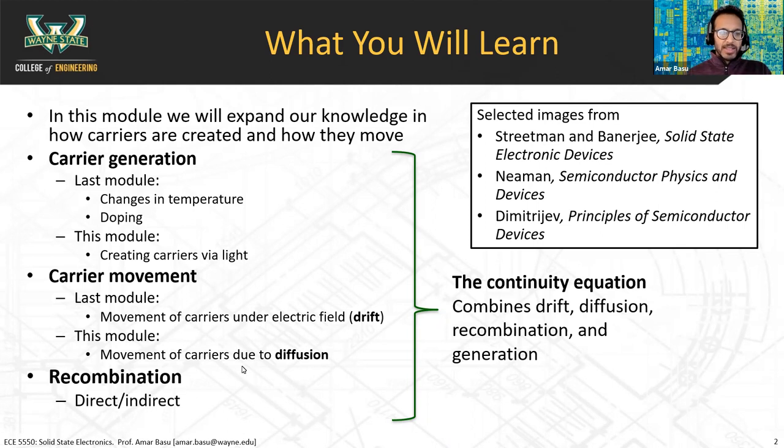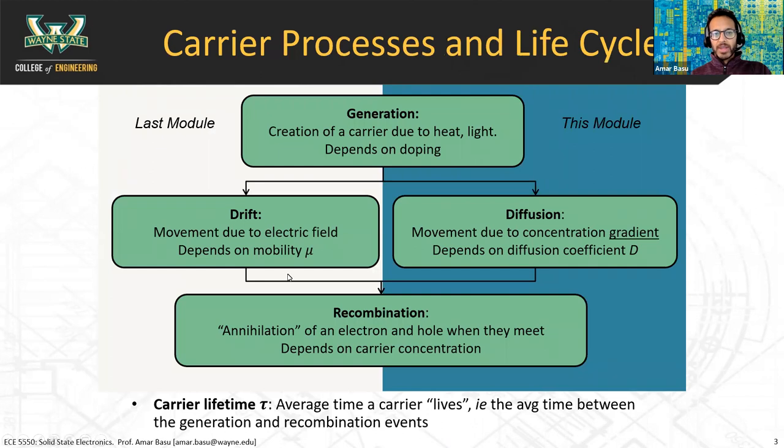So today's class is going to focus on a mechanism by which carriers can move. In the previous module, we talked about drift, which is the movement of carriers under an electric field. And in this module, we talk about diffusion, which is the movement of carriers due to a concentration gradient. So when we look at the carrier life cycle, these are the processes that we have. We're focusing on this box today.